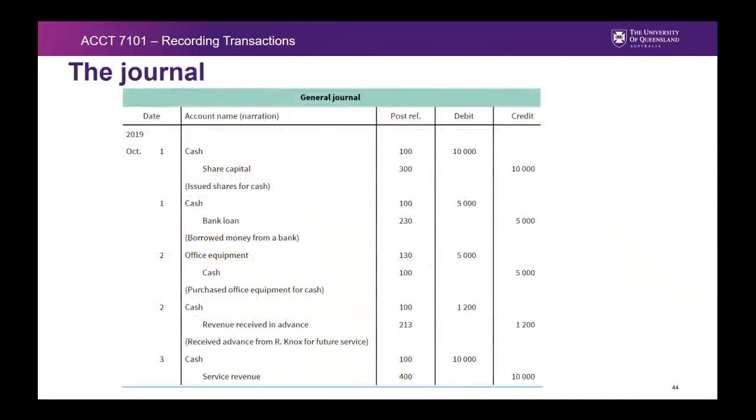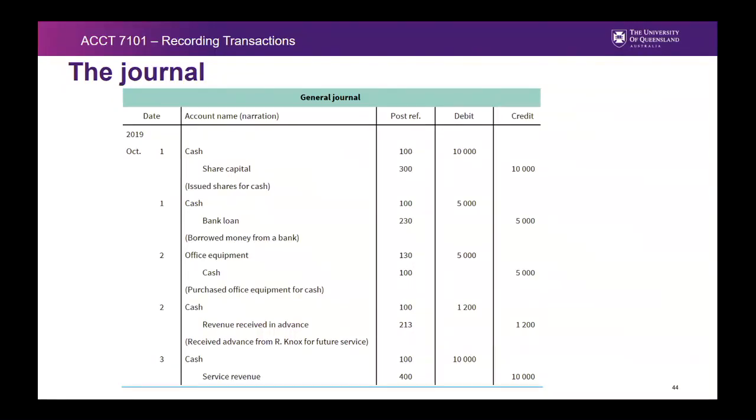So here's the journal entry with a number of transactions. The important bits there: we've got a date, and then we've got the accounts in the second column. And then we've got the debits and credits here. Debits are on the left, credits on the right. And then we've got a narration underneath. So that's generally how they look. And here's an example where they're all the 1st, 2nd or 3rd of October, so they're just in chronological order.